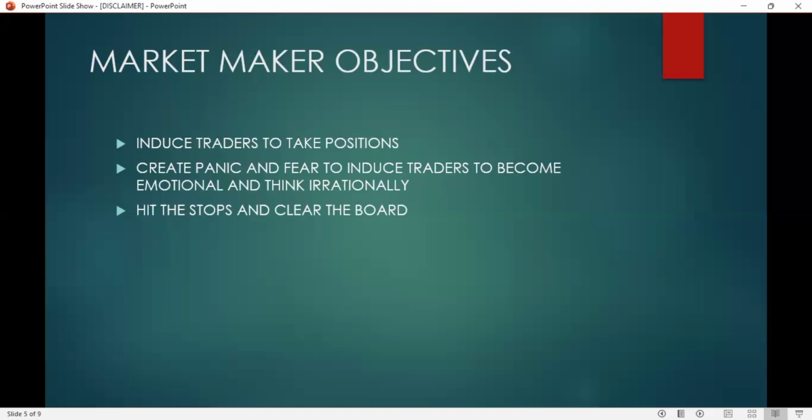Now, what's the next thing they do? They try to create panic and fear to induce traders to become emotional and think irrationally. Now, how do they get to achieve this? Okay, they do things like you see the market moving in some funny ways. You see quick moves, spike candles, news releases, strange price behaviors, and all of that. Some people will always say, "Oh, today's news. Today's news. What direction is the news going to go? What is it?" And all of that.